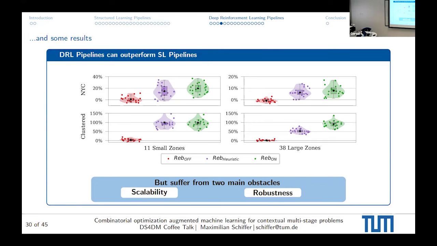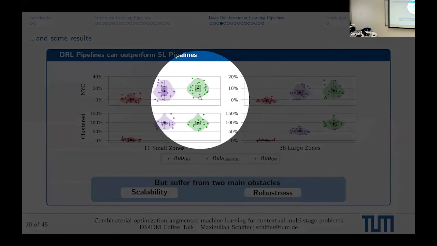And another issue is robustness, right? So if you look at the spreads here, there are quite some spreads.